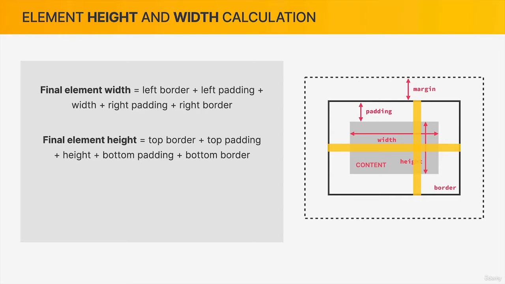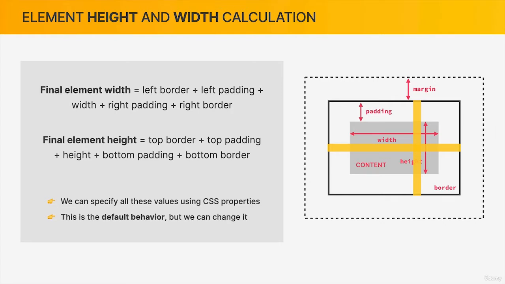And as I said in the beginning of the lecture, we can of course specify all these individual sizes using certain CSS properties. Now, what's very important to note here is that this way of calculating heights and width is actually just the default behavior of the box model. However, we can change this default behavior because it actually doesn't make much sense. And we will do that a bit later, but for now, I don't want to confuse you anymore. And so let's start by using this default behavior starting right in the next video.